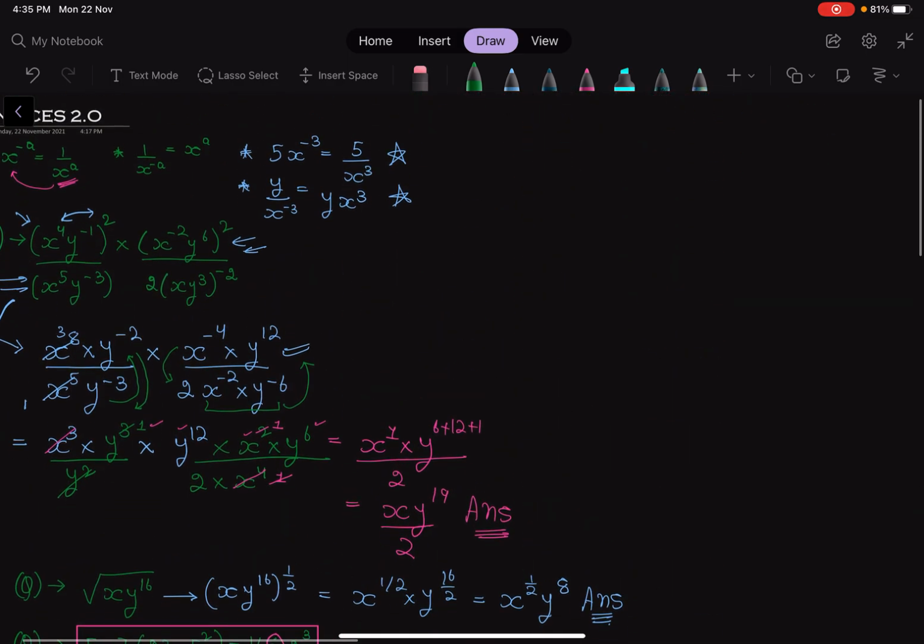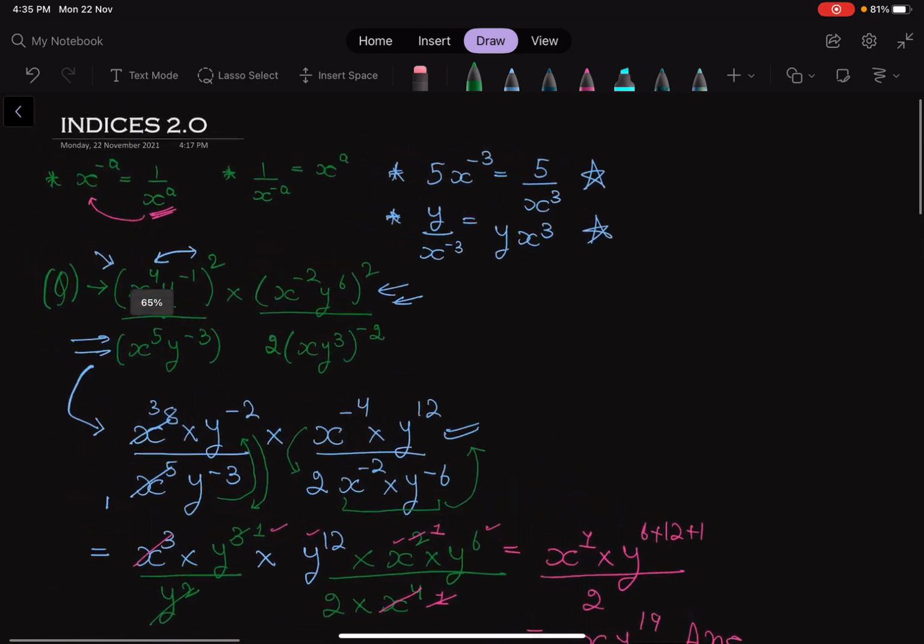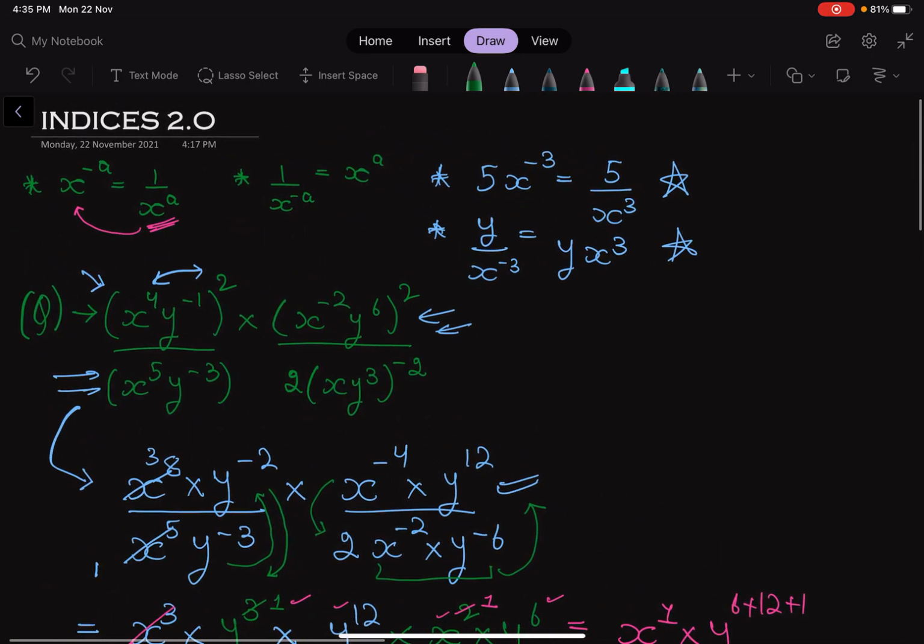Yeah, just remember this rule. These are very important rules. Please note them down, and don't mess up the negative signs in your examination. Otherwise, the whole question will go wrong.